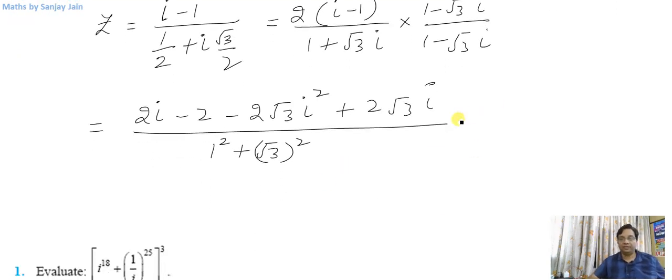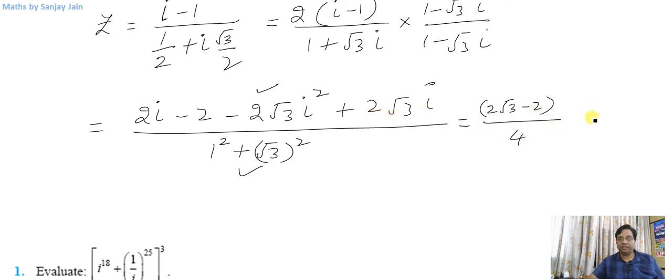Let us see what do we have here. So this will become 2 iota, and let me separate the parts with iota and without iota. So this will become 2 root 3 here. So 2 root 3 minus 2 I am writing here, and divided by, this is 4.